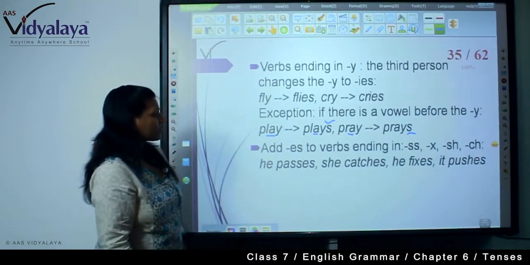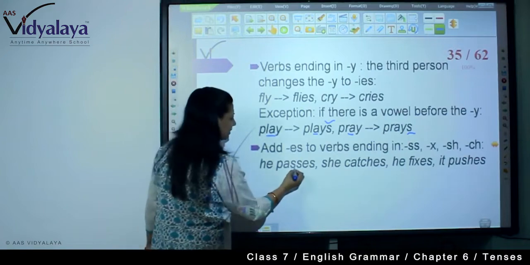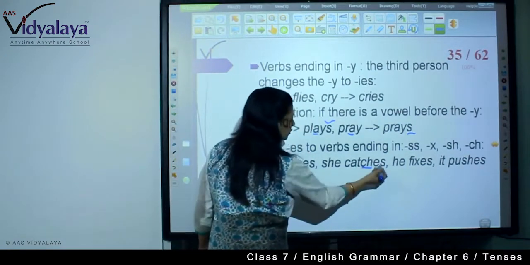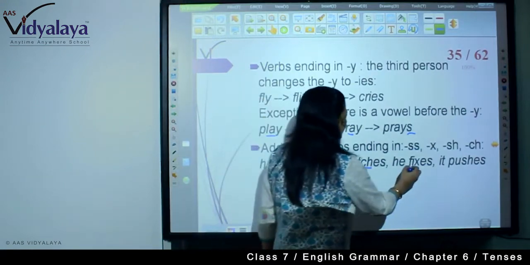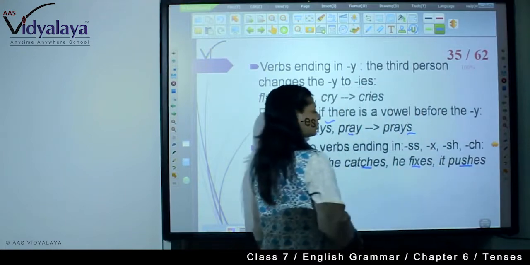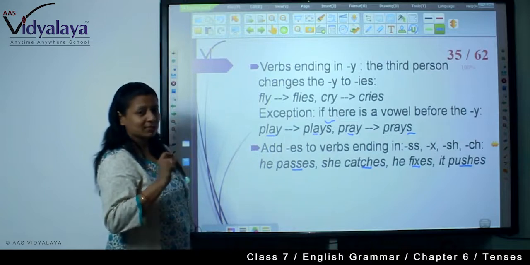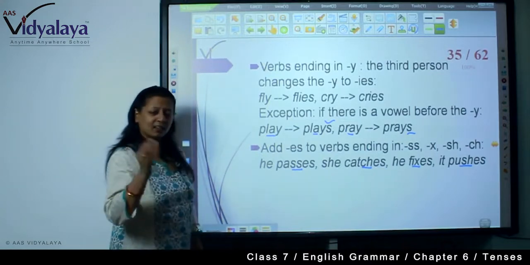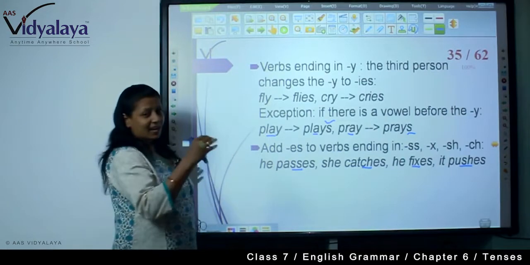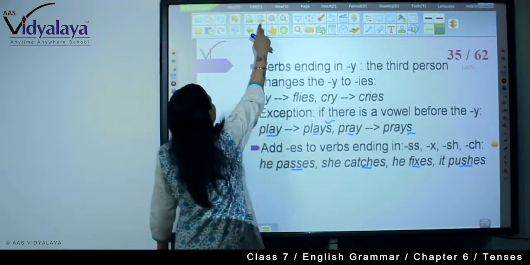Add ES to verbs ending in double S, X, SS, CH. He passes, see, double S, so ES. She catches, CH, so ES. He fixes, X, so ES. And it pushes, SH, so ES. So these are the grammatical rules that you need to understand. Learn all these words and then you will realize that yes, everywhere you will find the application of grammatical rules.